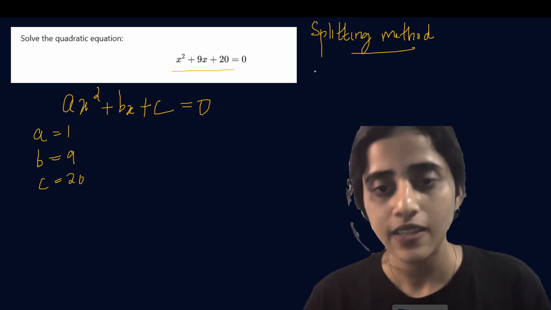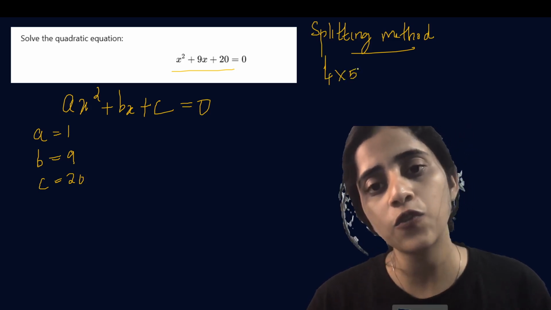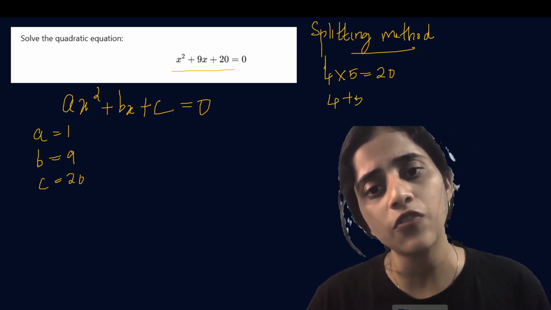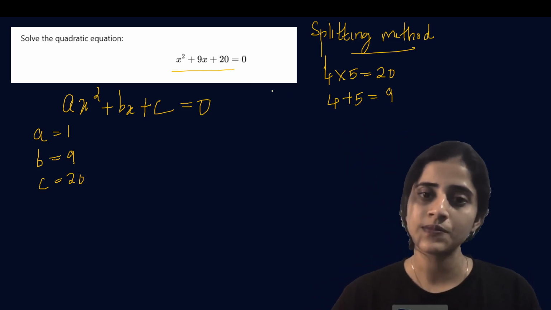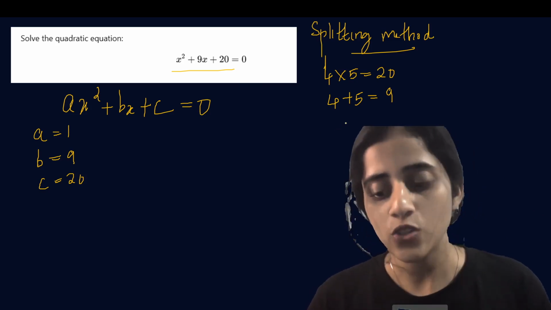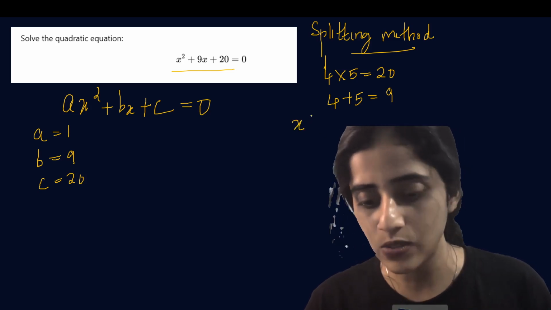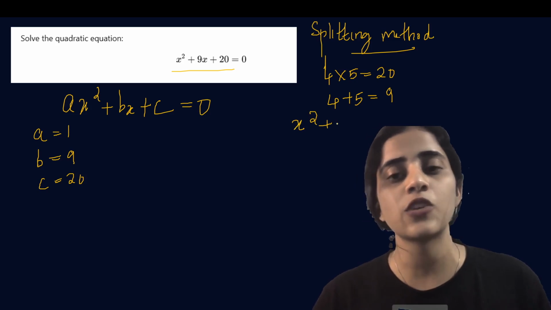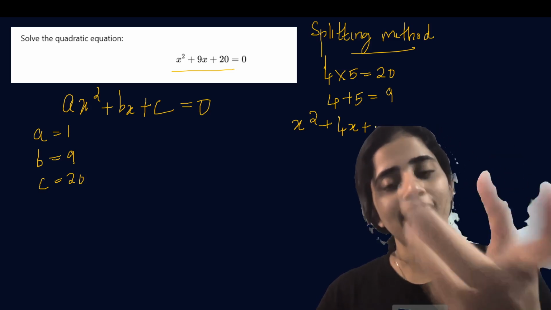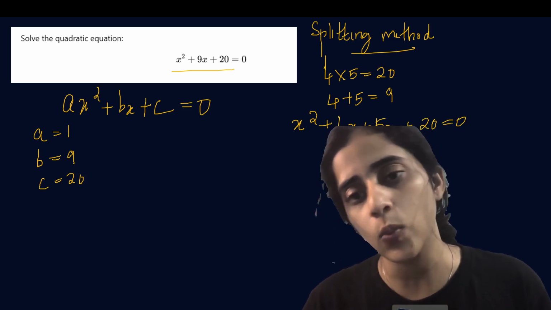For example, here our numbers are 20 and 9. So we know that 4 into 5 gives you 20, and 4 plus 5 gives you 9 as well. Since the question is x square plus 9x plus 20, how will we split it? We can write it as x square plus, instead of 9x, 4x plus 5x, plus 20 is equal to 0.